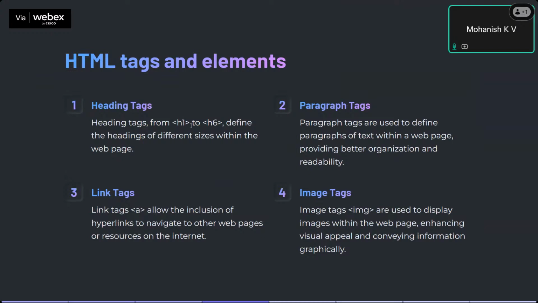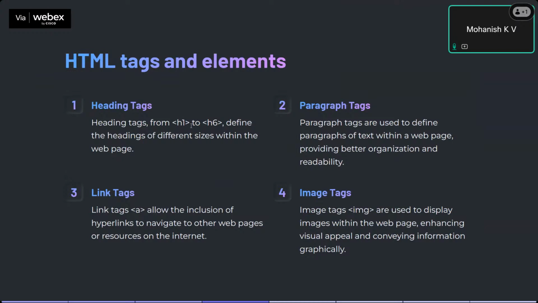And then the paragraph tags. Paragraph tags are used to define paragraphs of text within a web page, providing better organization and readability. So when you have to write content into a web page, you use the paragraph tag, which is a p tag, where you write all the content inside those tags, between the opening and closing tags. What we write in the paragraph tag is shown in the output, or shown in the web page.